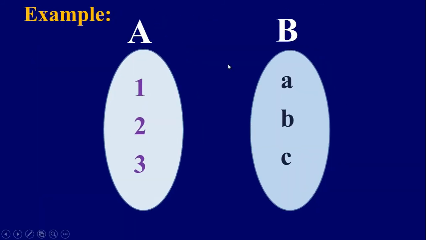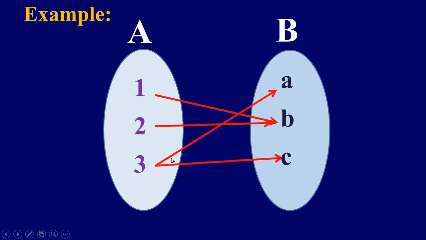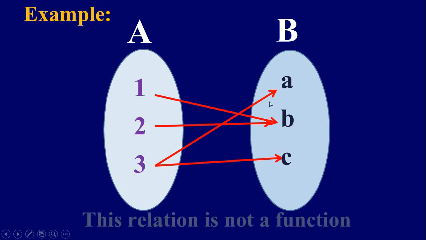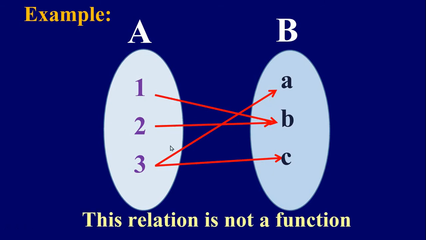Consider next example. Set A with 1, 2, 3 and set B with a, b, c. Now consider 1 related with b and 2 related with b and 3 related with a and c. Now here 3 is related with 2 elements, a and c, so this relation is not a function.